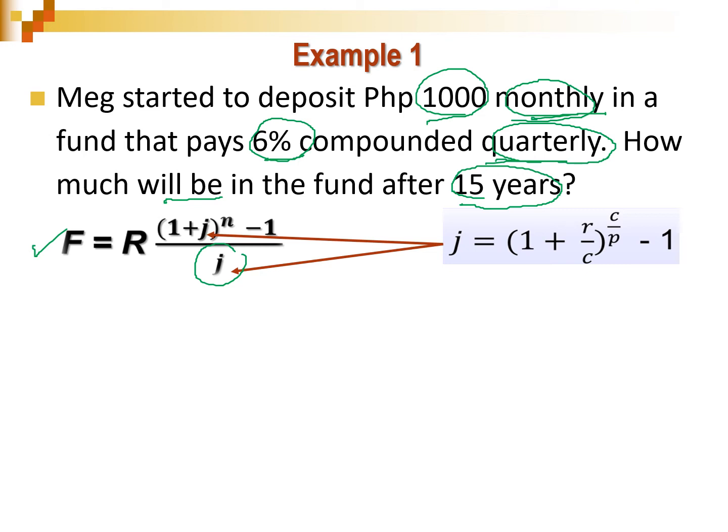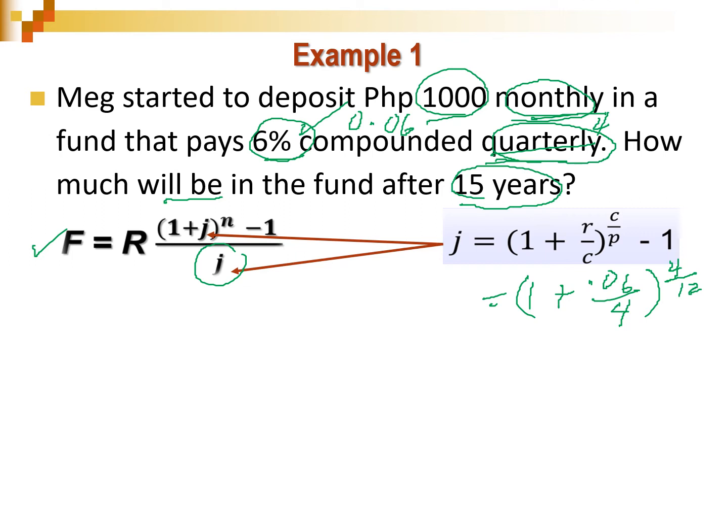J is equal to 1 plus, let's copy 1, plus R over C. R is the rate, which is 6% or 0.06, and then over 4 because it's compounded quarterly. So R is 0.06 over 4, and then in close parentheses, C again is 4, over P. P is the payment interval. Here it's monthly, so that's why it should be over 12.